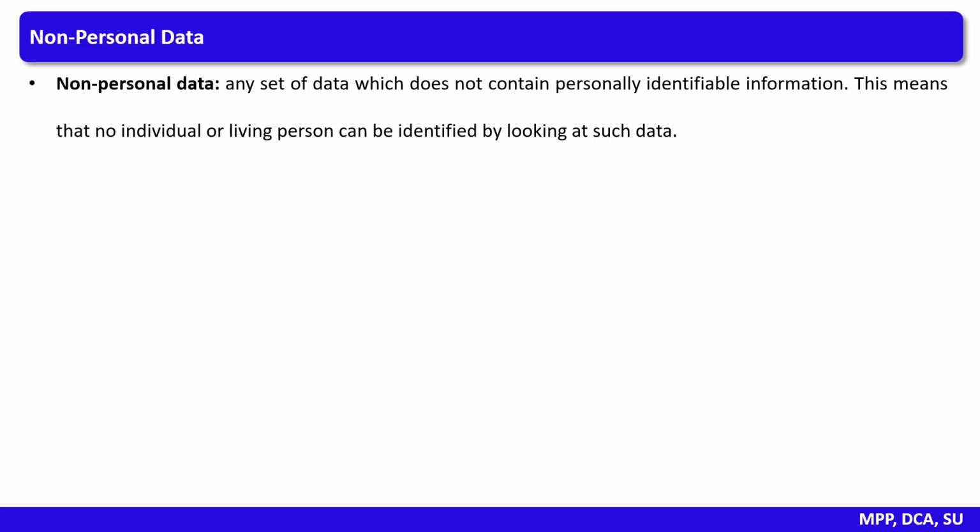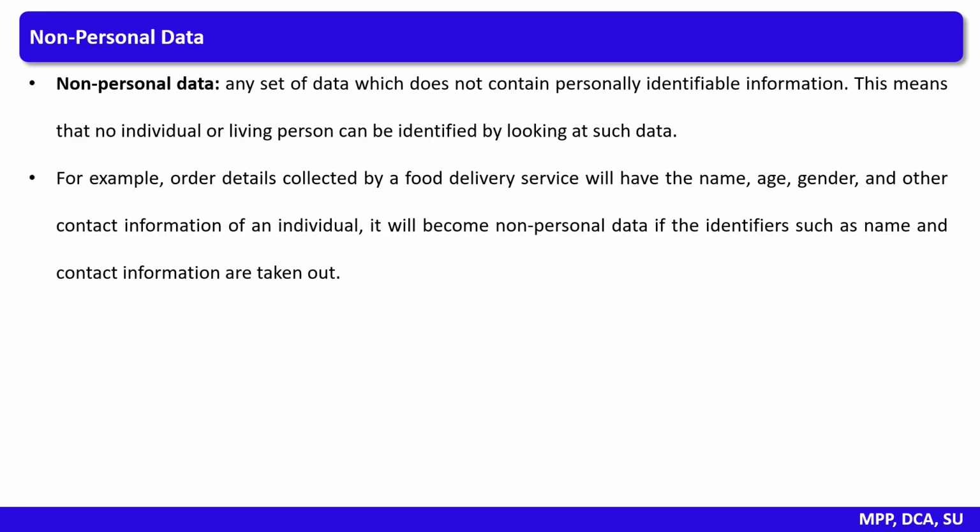Now let us understand non-personal data with the help of an example. Order details collected by a food delivery service will have the name, age, gender, and other contact information about the individuals who have placed the order. The data becomes non-personal if the identifiers such as name and contact information are taken out of it. Now let us discuss different types of non-personal data.